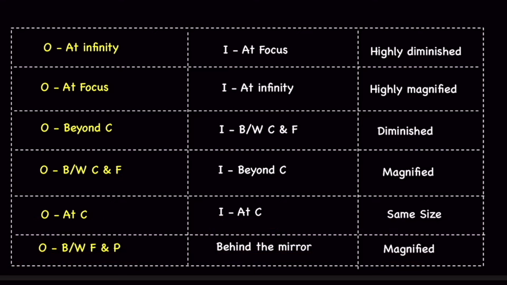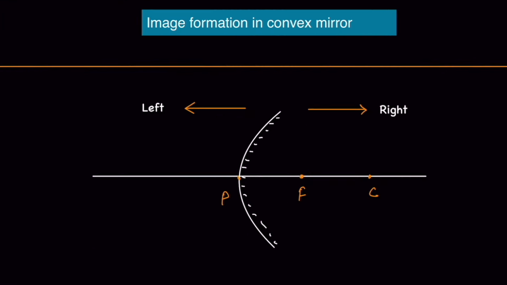Now we'll study about the convex mirror image formation. So this is a convex mirror and here is the right side which is a non-reflecting surface and left side is the reflecting surface. Focus is on the right side and center of curvature is on the right side. So in convex mirror, object can be placed at infinity or between infinity and pole.